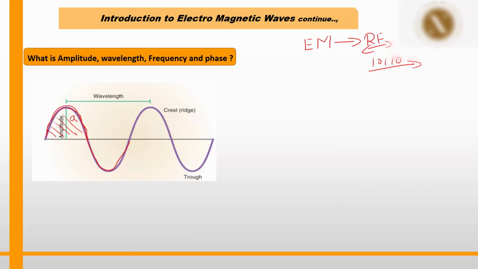Let's say it is A. The downward part of it is called the trough. This is A, so A plus A is nothing but 2A. This 2A is the height of a wave. That height is called the amplitude.